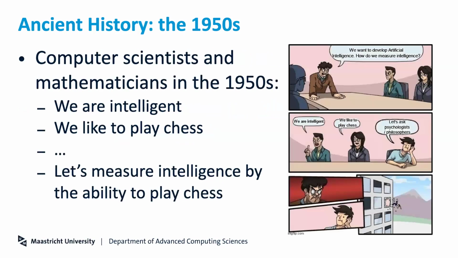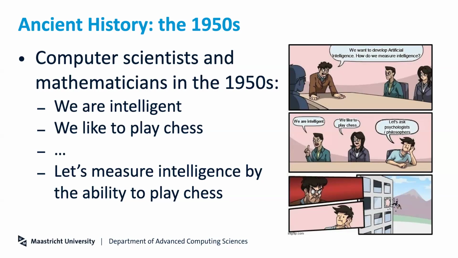If we go back to the 1950s, there were probably some computer scientists and mathematicians thinking, okay, we're going to do artificial intelligence. We're going to build some new intelligence. How do we actually measure what is intelligence? They looked around the room at each other and thought, we are intelligent. We are the most intelligent people we know. And what do we do in our lives? We like to play chess. So how do we measure intelligence? We measure it by tracking the ability to play chess.